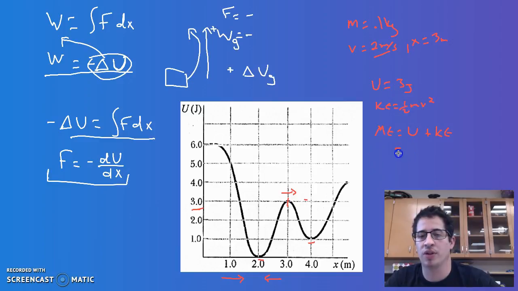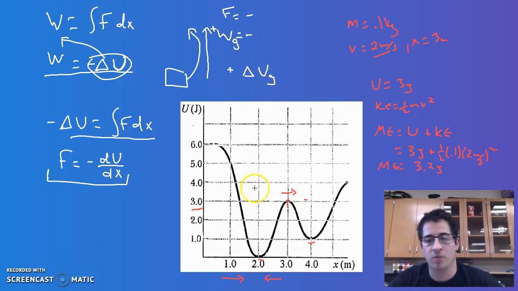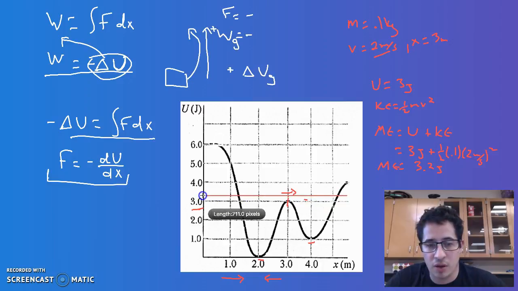And so we could say, okay, well, it's going to have 3 joules of energy because it's here, plus it's got 1/2 times 0.1 kilogram of mass times a velocity of 2 meters per second. Okay, which when we simplify all this, that's 4 times 0.1, or 0.4, divided by 2 is 0.2. So that is 3.2 joules of mechanical energy, which means that there's kind of like a barrier for this object right here at the 3.2 joule mark.